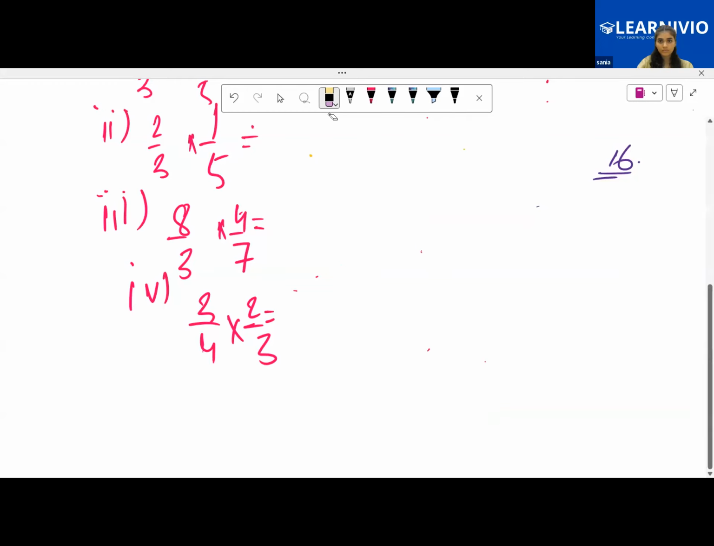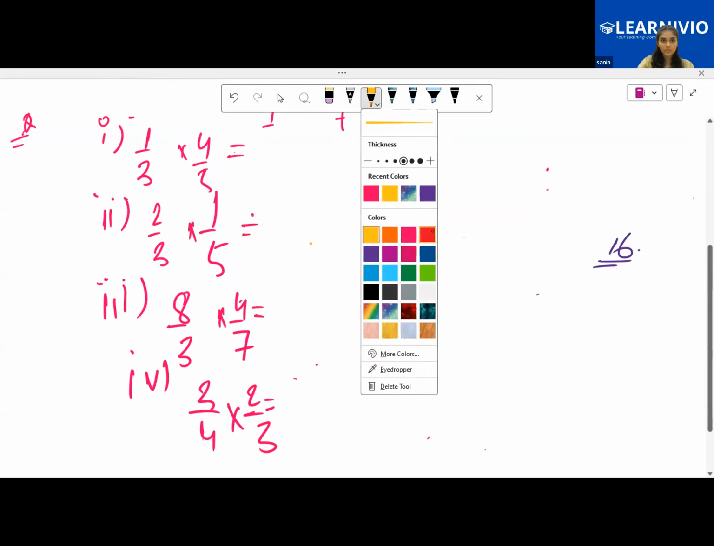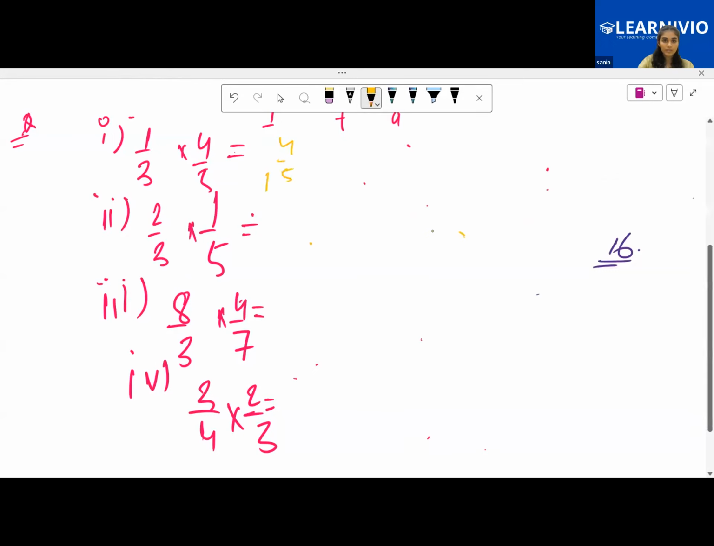For the first one, I got 4 by 15. For the second one, I got 2 by 15. Just wait for a second, Junela. Note down your answer. Okay, the first one is 4 by 15. Okay, correct. For the second one, I got 2 by 15.